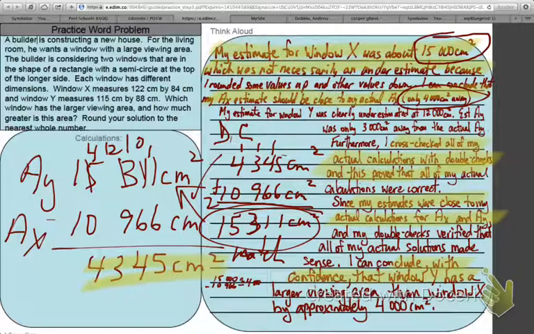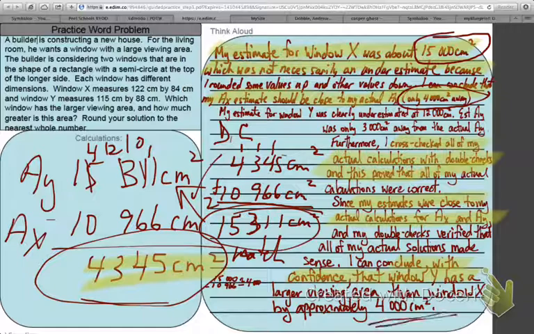And at the very end, again, I know the exact amount, everybody can see it highlighted, but it's okay at this point to say I conclude with confidence that window Y has a larger viewing area than window X by approximately 4,000 centimeters squared. That's close enough, and if someone really wants to see it, they can see it highlighted in huge numbers, that it's 4,345 centimeters squared.